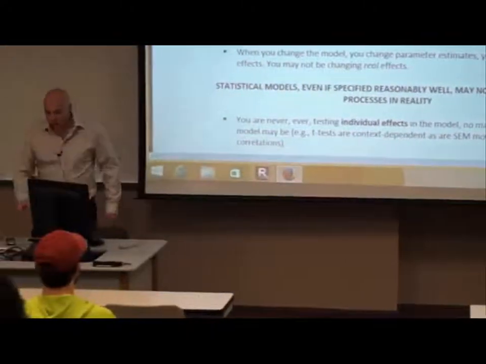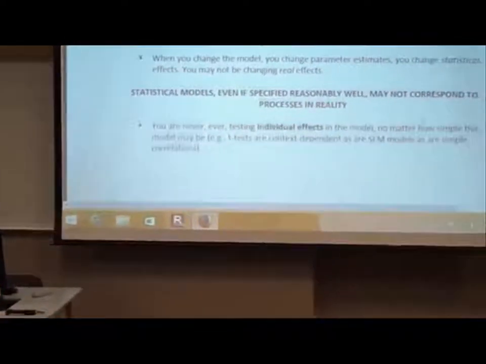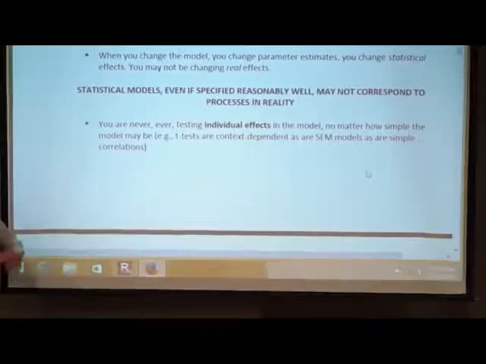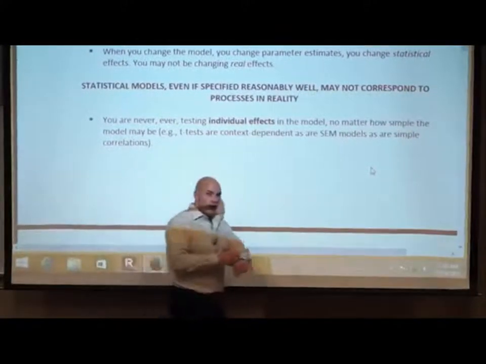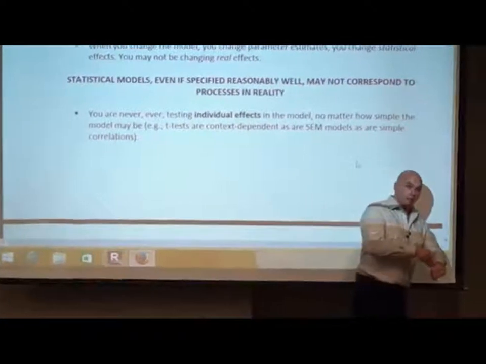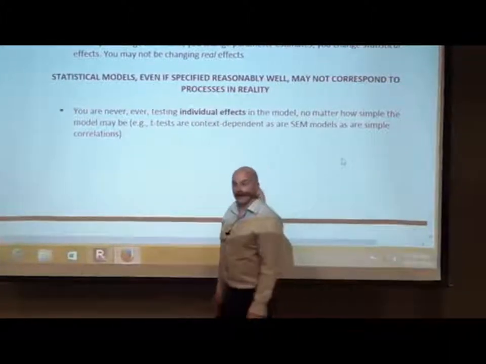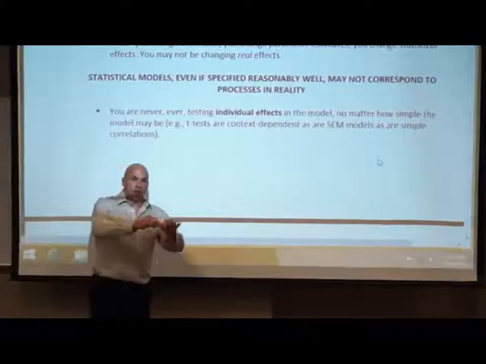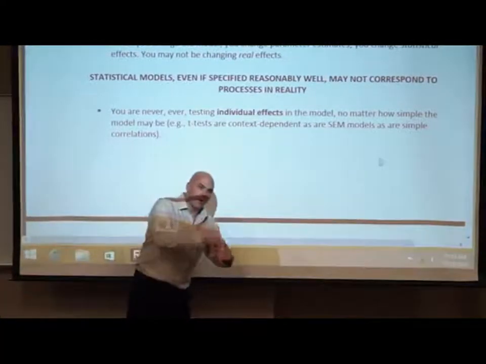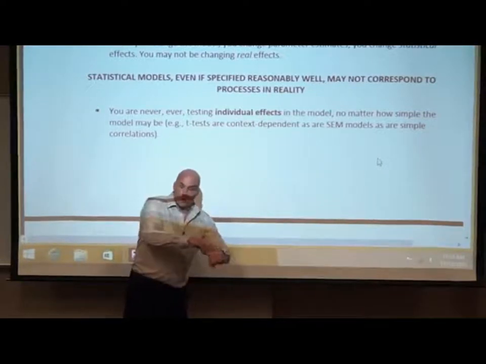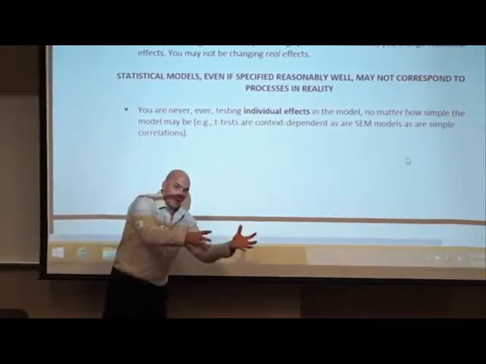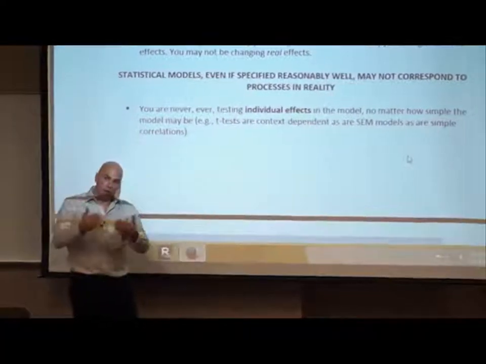When you change the model, you change parameter estimates, you change statistical effects, you may not be changing real effects. If I take a balm and put it on the wound and watch the wound heal, I don't care too much about what the statistical model is going to tell me, because I know the wound is healing. So if somebody shows me a statistical model and says, if I put in another predictor, all of a sudden I'm not seeing that effect, I'm seeing some kind of mediational effect, well, I still know that the balm is curing the wound. So I can interpret the statistical model, and I also have the reality-based phenomenon going on, and I could see how well they agree with one another.